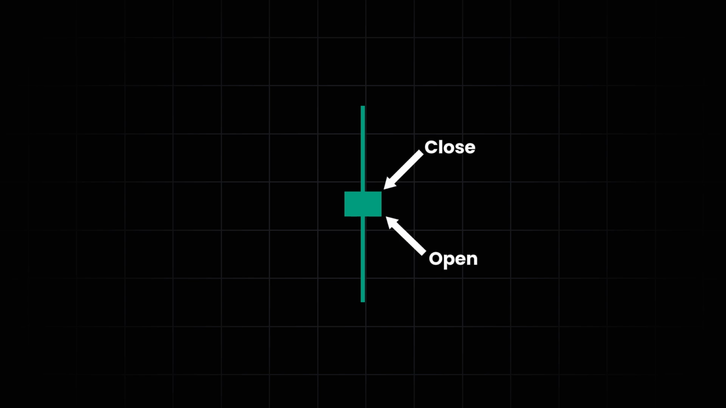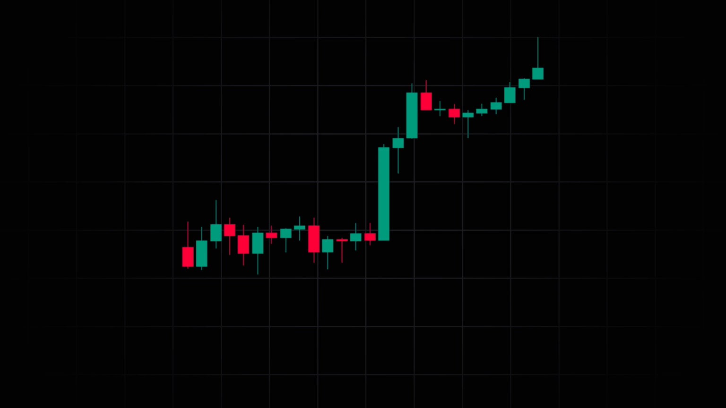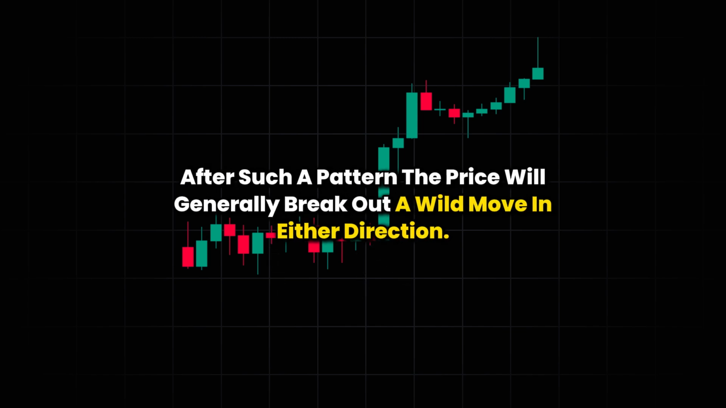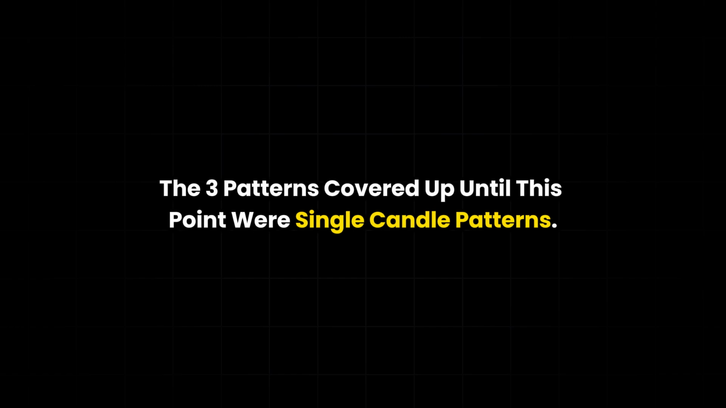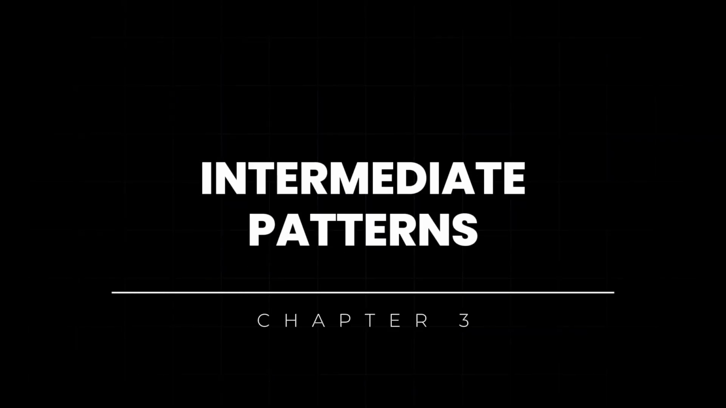In itself, the doji tells us nothing. It can only indicate a momentary pause in the move. But if we see a few doji candles in a row, the buyers and sellers are battling for a win. Usually, after such a pattern, the price will generally break out, a wild move in either direction, so just keep that in mind. The 3 patterns covered up until this point were single candle patterns. Now we will move over to intermediate patterns that consist of 2 candles.